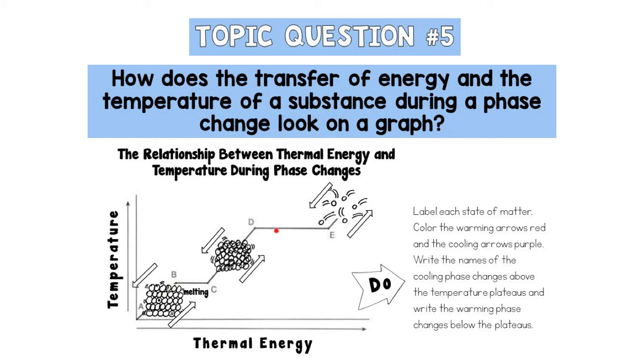Now, make sure you label each state of matter. Color the warming arrows red and the cooling arrows purple. Make sure you write the names of the cooling phase changes above the temperature plateaus and write the warming phase changes below the plateaus. So all the ones I said where it was cooling off, where it was taking away the thermal energy, make sure those are above the temperature plateau and give their names. And then for the warming ones, make sure you put those below the plateau, or the flat space.